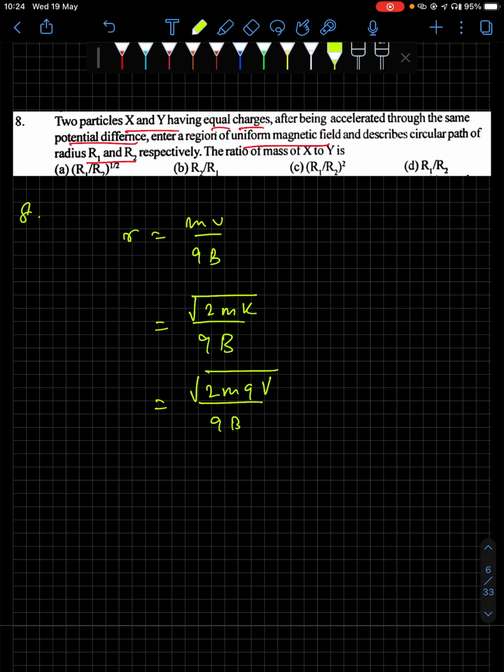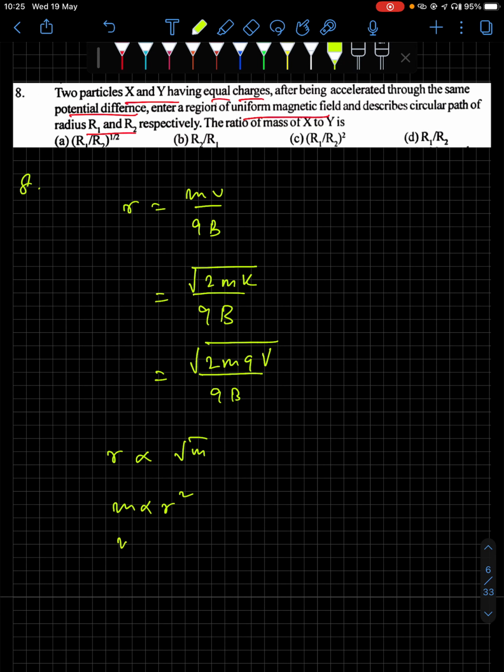So in the present situation, R is proportional to square root of mass by charge, since V is constant and B is constant. They also have equal charges, so it is proportional to square root of mass only. So mass is proportional to R square, and the mass ratio will be R1 by R2 whole square. Answer is option number C.